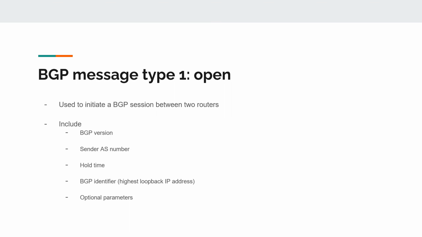The first message type is open. The open message goes through a TCP socket. So firstly, you build a TCP socket between routers. You get the TCP socket open, and you send a BGP open message through the socket. The open message includes the BGP version, the sender's autonomous system number, and the hold time, which is how long the BGP session can stay up if it doesn't receive a message. If the BGP session doesn't receive any message within the hold time, it will be considered a failure and shut down. Also, the BGP identifier and optional parameters are contained in the open message.